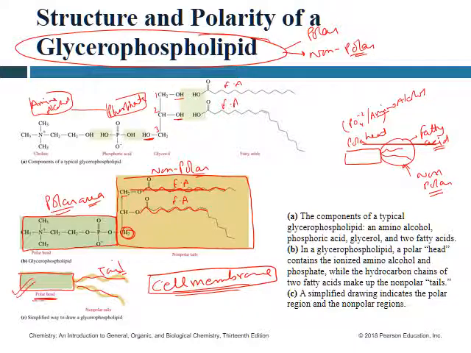If this is the structure, this polar head can bind with or interact with a polar molecule like water or any polar solvent, whereas the tail, because it is non-polar, can only interact with a non-polar solvent or non-polar molecule, right? So depending on where the glycerophospholipid is present, different parts of the glycerophospholipid interact with different components of the solution, whether polar or non-polar.